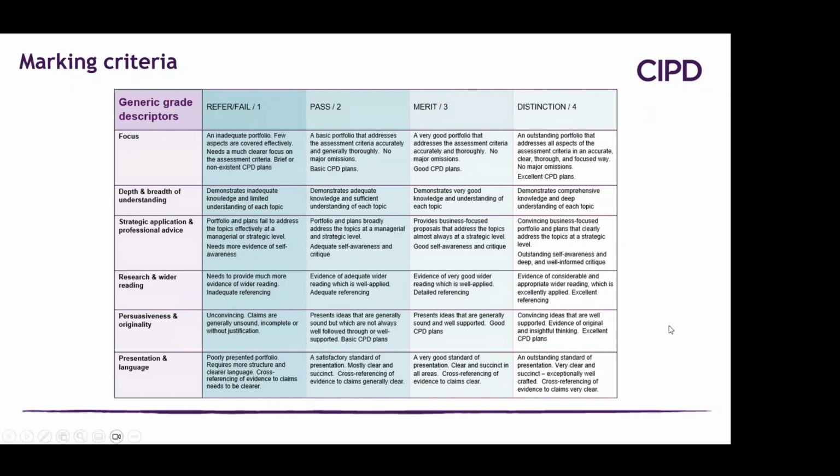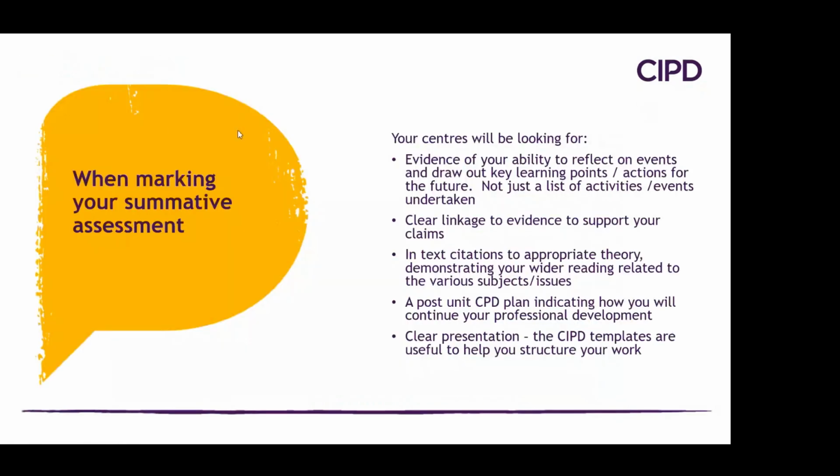So a final few top tips in terms of your summative assessment. When your centres are marking your work, they're looking for a number of things. So they're looking for your ability to engage with reflective learning. So not just to say the events and the types of opportunities that you've engaged with, but to really think about how a particular event or opportunity has helped you to develop your skills. So your portfolio in task 3 should not simply be just a list of the things that you have done. It should be a narrative around drawing out the key elements of learning, the key elements of professional development, how something that you have done has contributed to your development as a people practitioner.